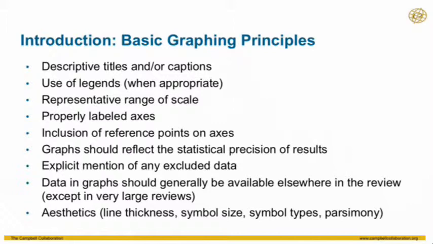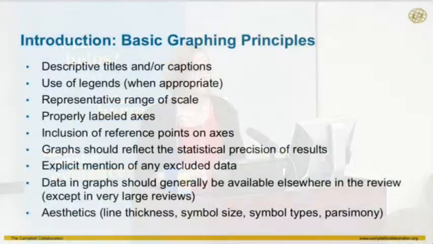A third basic graphing principle is using a representative range of the scale. I think many of us can think back to our introductory research methods classes where you show how you can present a very distorted picture of findings depending on how you present the results on a scale. You can magnify a little bit of variability and make it look like a lot of variability by blowing out your scale, and you can also minimize some important variability by having very narrow scales. So it's very important to have that representative range of scale for the graphs that you use for a meta-analysis. Of course, you always want to have properly labeled axes.